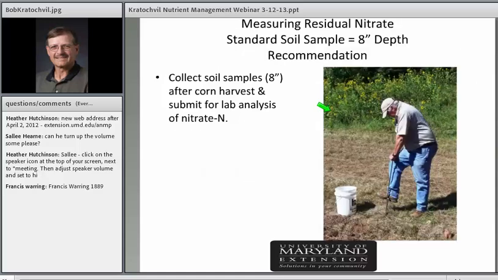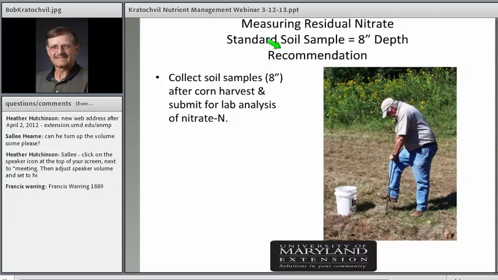Now, the one criticism that occurred regarding the 6-inch sample is that it was a 6-inch depth, and a standard soil sample is an 8-inch depth. And there's a lot of folks that like to take their fall samples, measure their pH, the amount of phosphorus, potassium they have in the soil, and make fertilizer adjustments at that point in time. So we've developed a recommendation based upon the 8-inch sample.